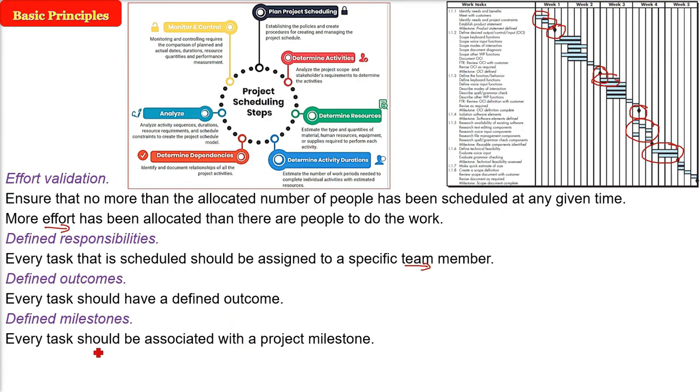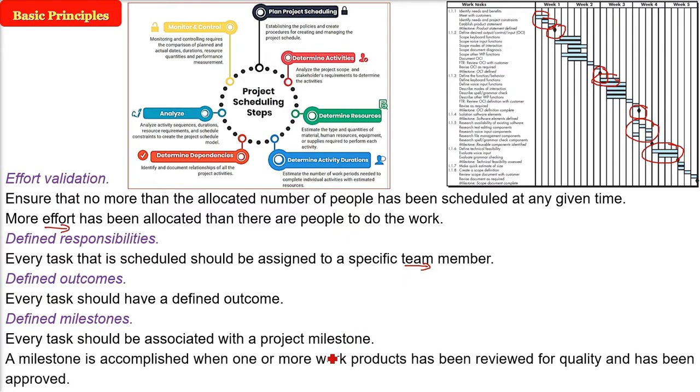What is a milestone? The project milestone is when one or more work products or outputs have been reviewed for quality and have been approved by the seniors, the review team and the quality people. Then we say, okay, we got the milestone.